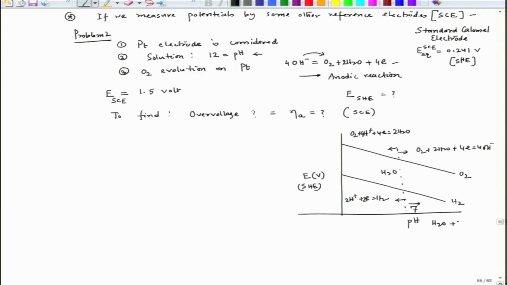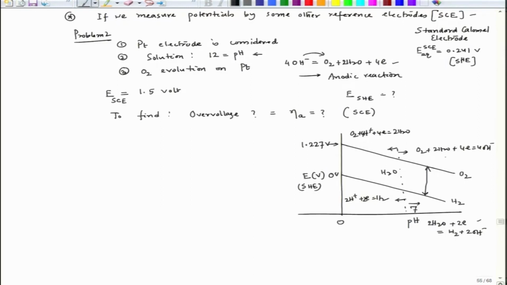In this side the reaction that happens is water reduction, 2H2O plus 2e equal to H2 plus 2OH minus. This is the reaction that happens when the pH is more than or equal to 7. Now, in this zone we have stable water, and this particular potential is 1.227 volt when pH is equal to 0, and this voltage is 0 volt when pH is equal to 0.